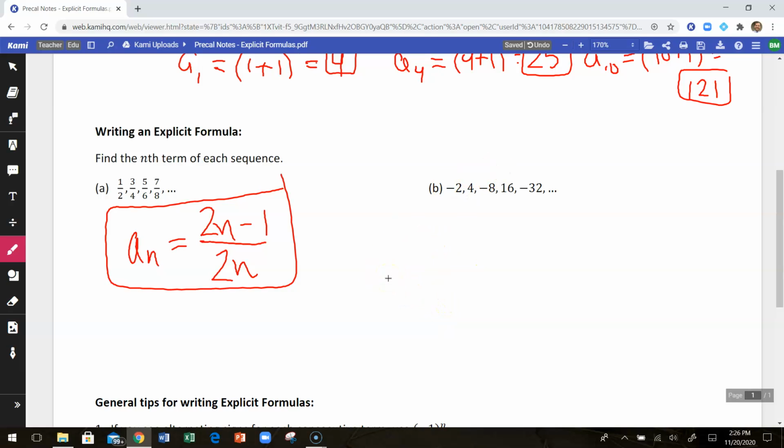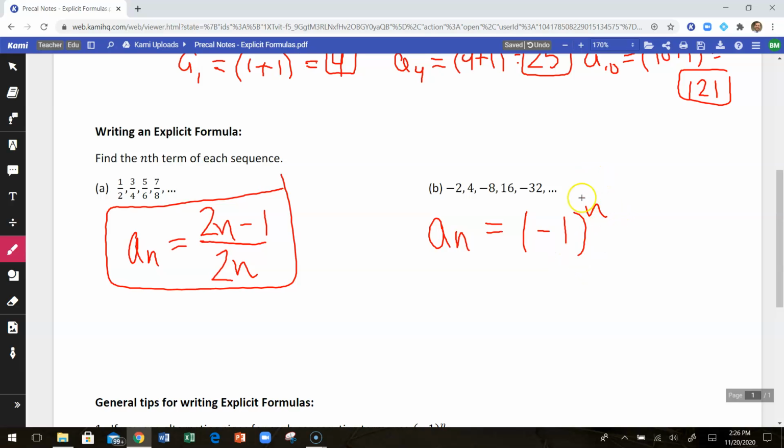For B, we have -2, +4, -8, +16, -32, and so forth. What I'm going to do first of all is notice that the sign alternates: negative, positive, negative, positive, negative, and so forth. If the sign alternates, I always want to throw in this (-1) to the power n. That's going to allow me to alternate my sign.